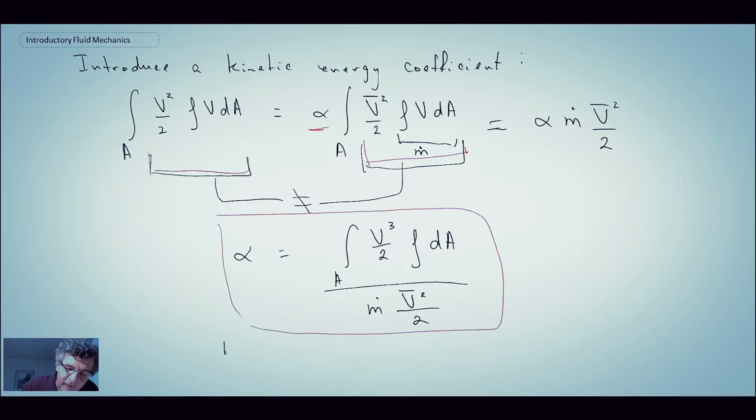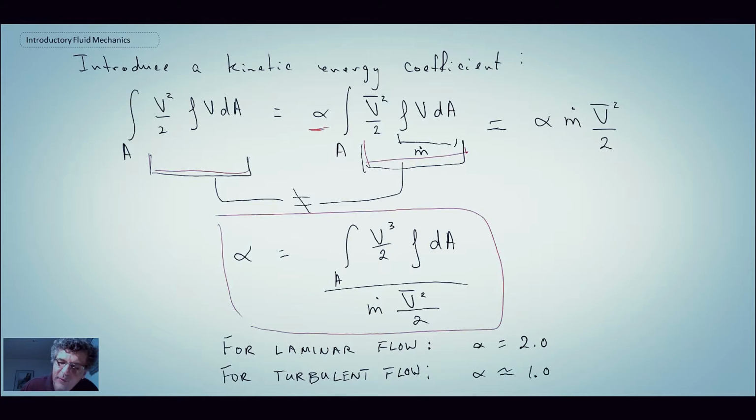But for laminar flow, it turns out that this kinetic energy coefficient alpha is 2.0, and for turbulent flow, alpha is approximately equal to 1.0, and consequently for turbulent flow with alpha being 1, we'll see that it doesn't really modify the energy equation that much. Well, it doesn't modify it at all because we assume it to be 1.